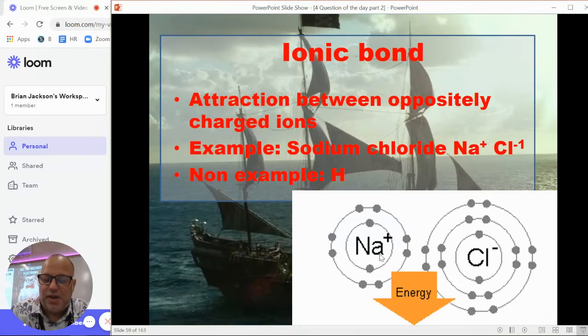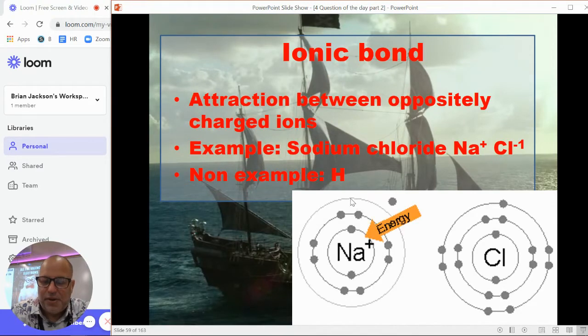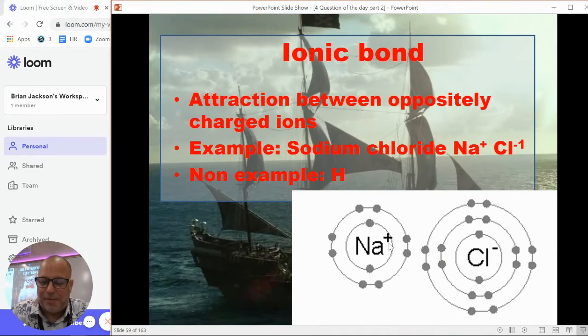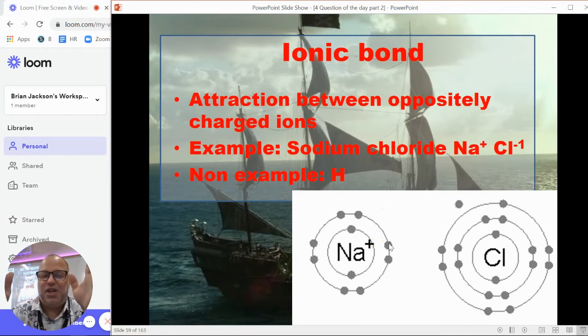You can see the sodium atom over here, right? It has one little electron that gets pulled away to the chlorine atom. The chlorine atom becomes negative, the sodium atom becomes positive, and that negative-positive reaction is what actually draws the two of them together.